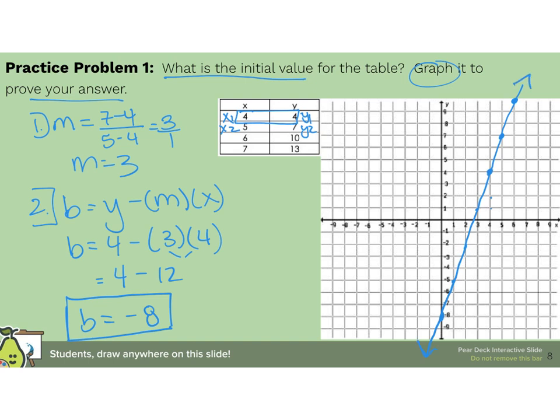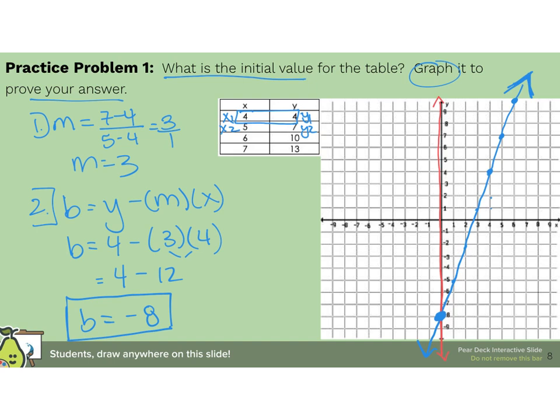Okay. So what's supposed to happen if you have a straight line, which is easier for you to do on Pear Deck? The y-intercept, the negative 8, is where the line crosses the y-axis. So I'm going to draw my y-axis in red. Okay, this is the y-axis. Do you see where my blue line, our function, our graph, is crossing here at negative 8? That's what a y-intercept is.